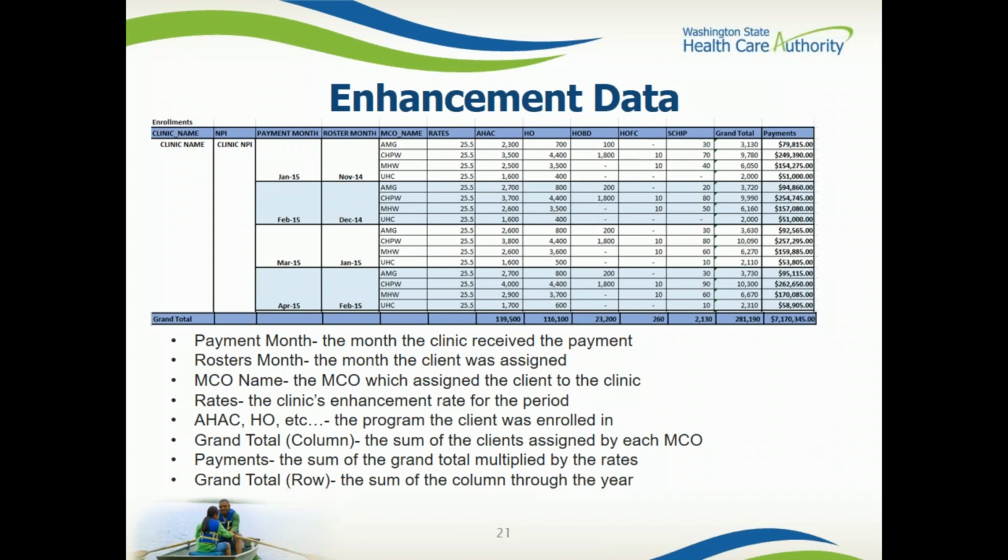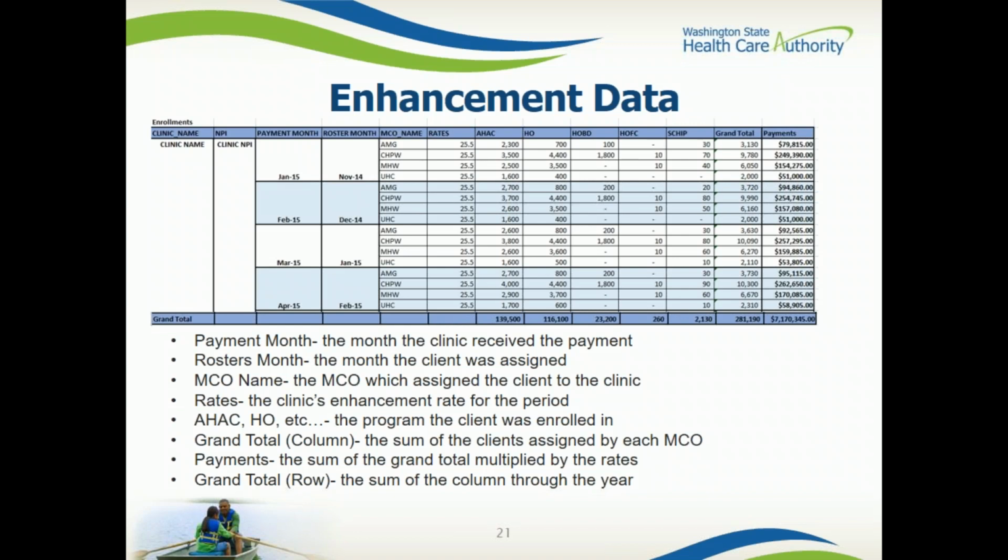The next column is your MCO name. So if you have all 5 MCOs or if you have 2 MCOs, that's what you're going to see listed here. So in this case, I used an example that had 4 MCOs. Next, we're going to look at rates, and you're going to see that this clinic's made-up rate is $25.50. And then we have it broken out by each program that clients would be assigned.